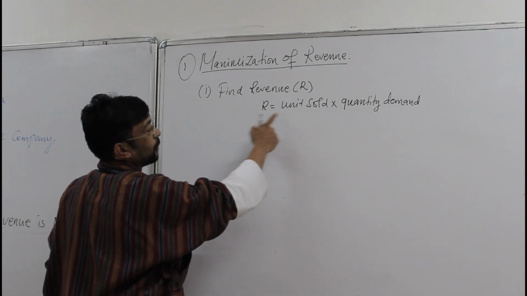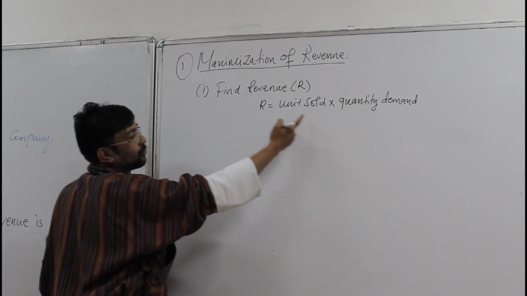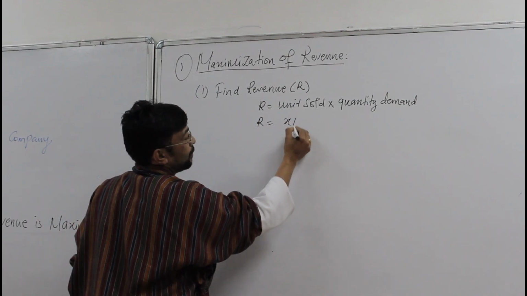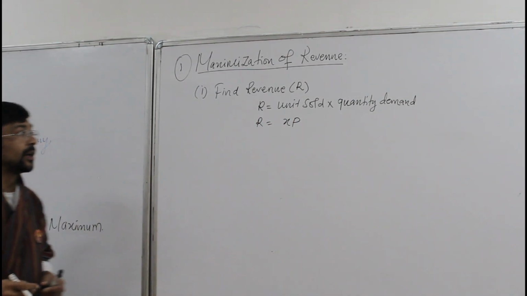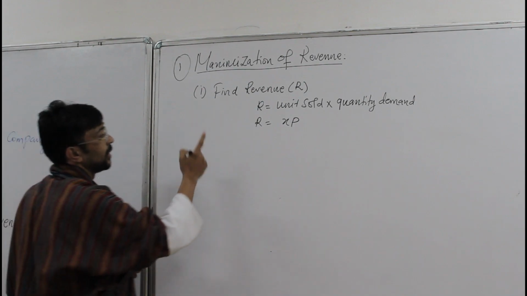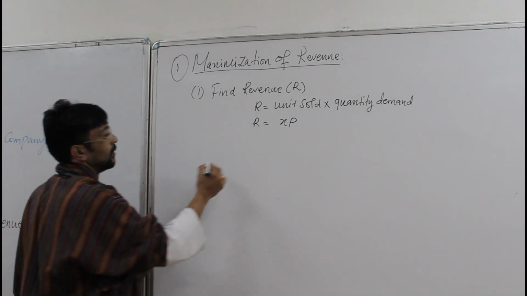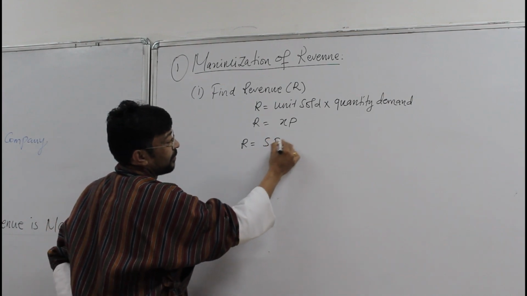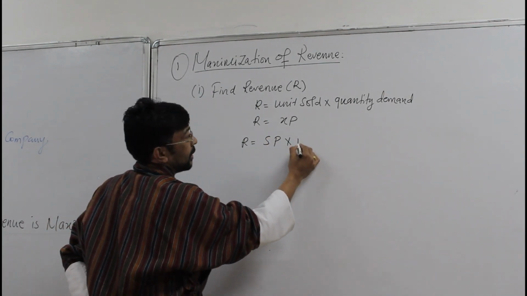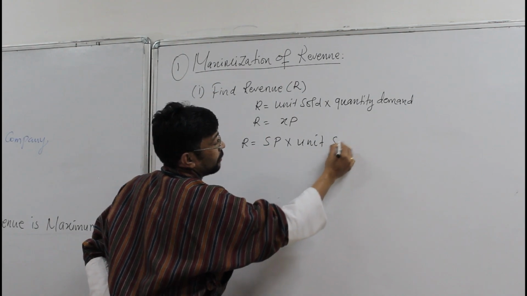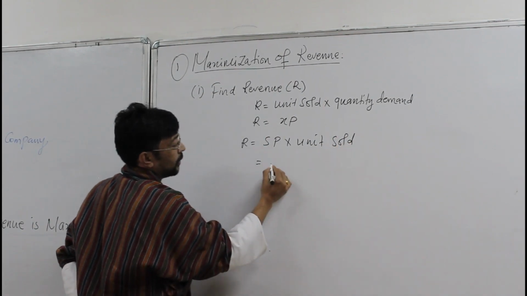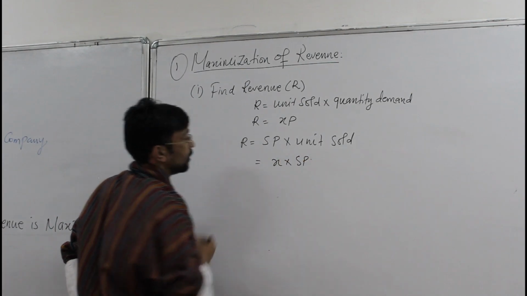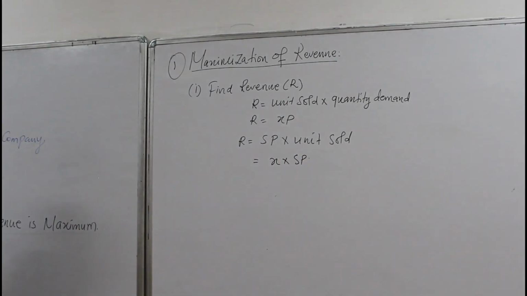If the demand function is given, units sold into quantity demanded, so we write R equals X into P, XP. So X is taken as units sold. Next, if the selling price is given, R is equal to selling price into quantity sold, again units sold, which is equal to SP into X, where SP is the selling price. So these are the formulas to find the revenue.